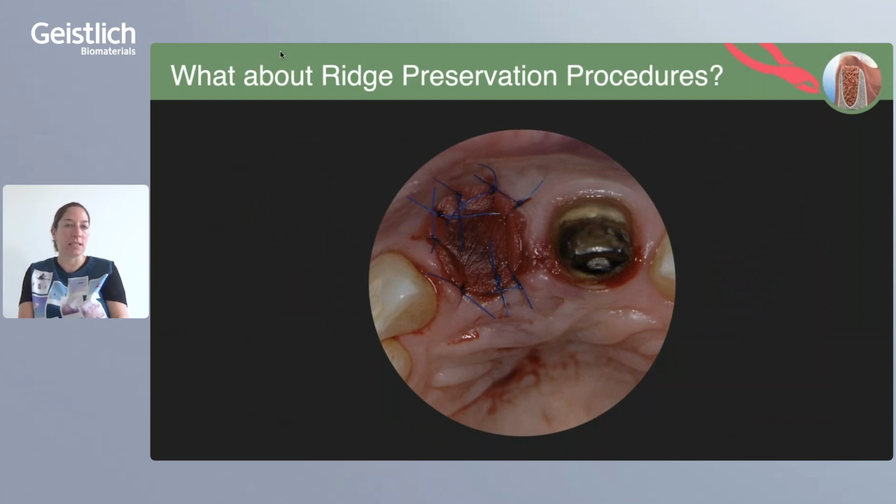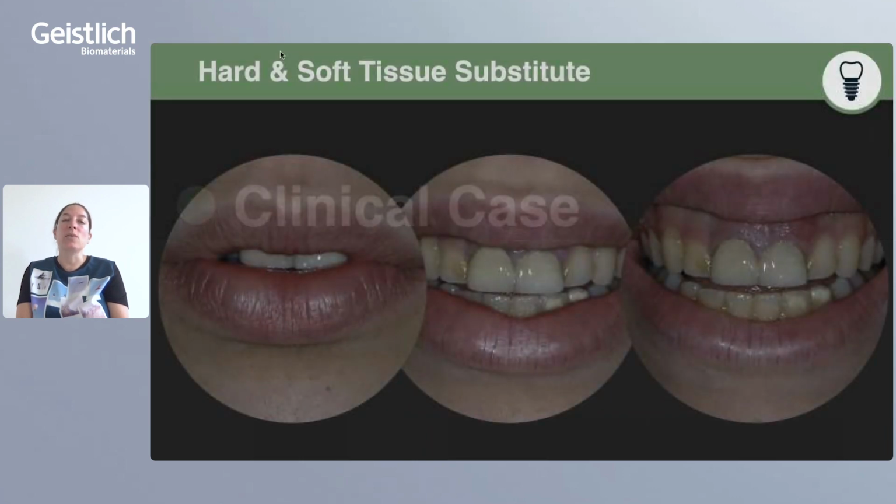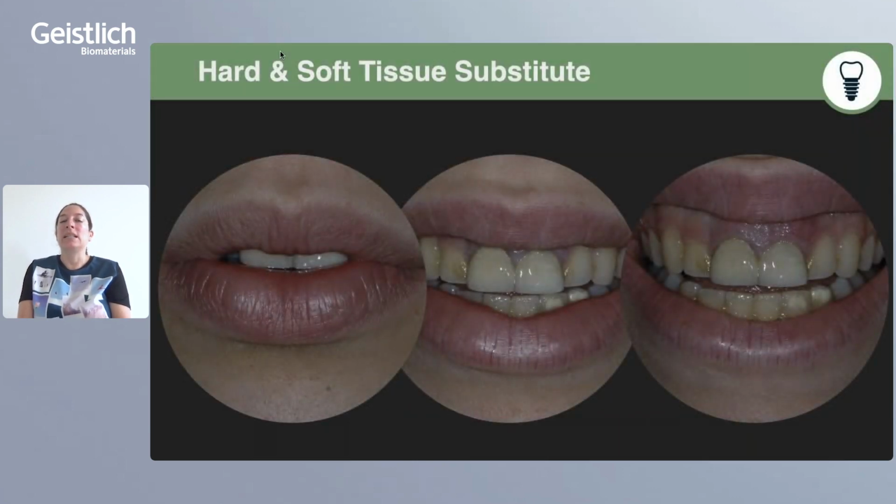So let's have a look at some ridge preservation procedures. Here in this case, you see that the ridge preservation procedure has been performed with a bone substitute material underneath and then a soft tissue substitute material on top, sutured to the extraction site. So let's look at the clinical case. It's very similar to this second case that I have shown you with the young girl who had lost her upper central incisors.